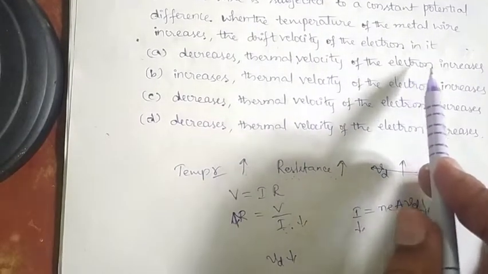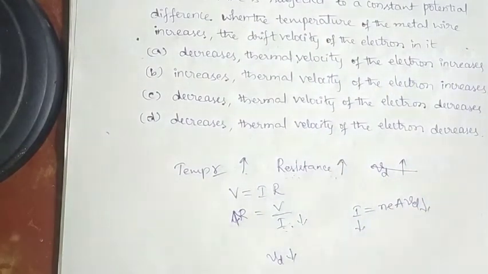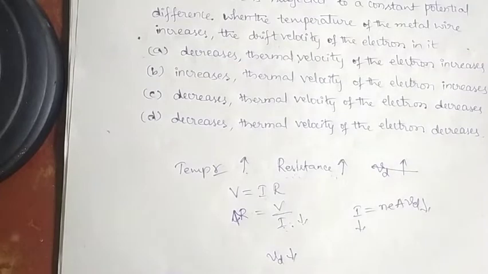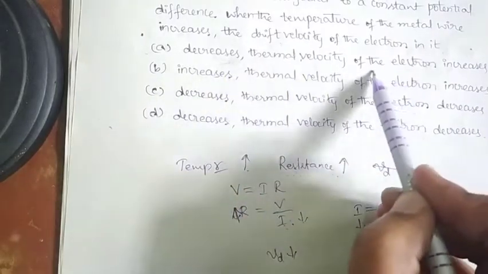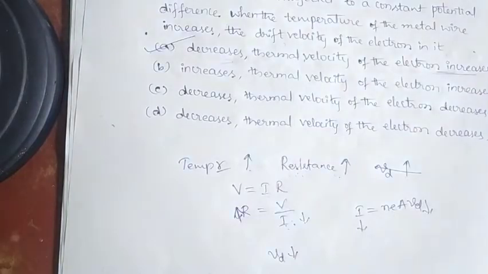The velocity of the excited electrons due to heat energy will increase. Hence, the drift velocity of the electron decreases and the thermal velocity increases. The answer will be option A.